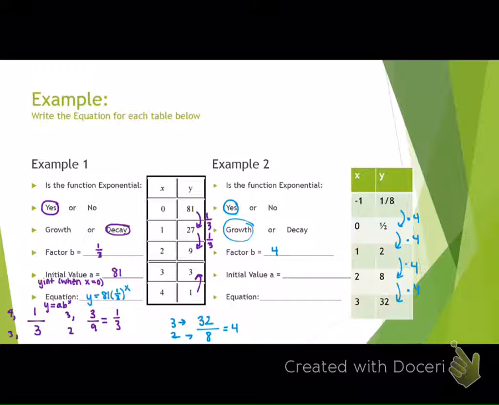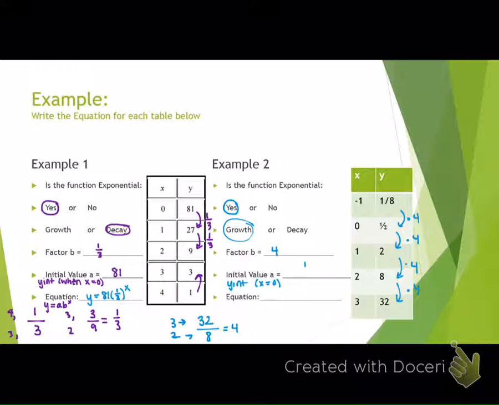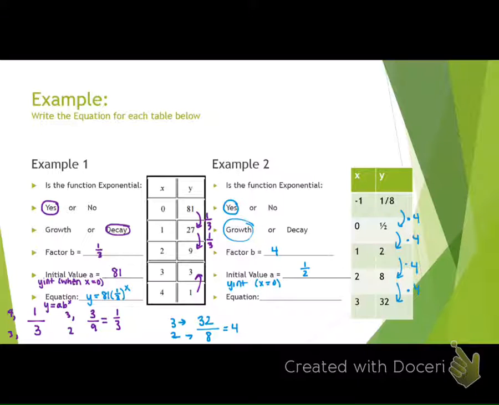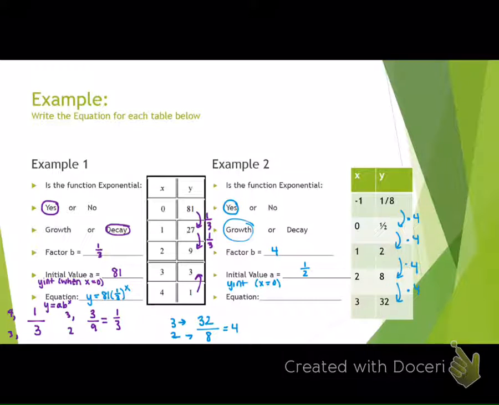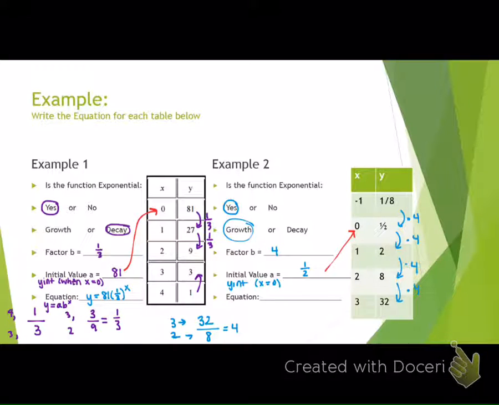Yes. Okay. So what is my initial value, Jenny? What is my a value, my y-intercept, when x equals 0? So x is 0 here, so that's how we got that. And this one, x was 0 here, so that's how we got that one.